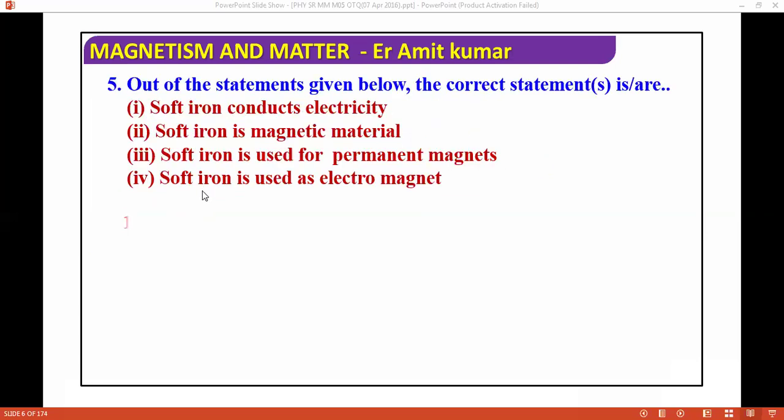Next question: out of the statements given below, the correct statement is: soft iron conducts electricity; soft iron is a magnetic material; soft iron is used for permanent magnets; soft iron is used as electromagnets.